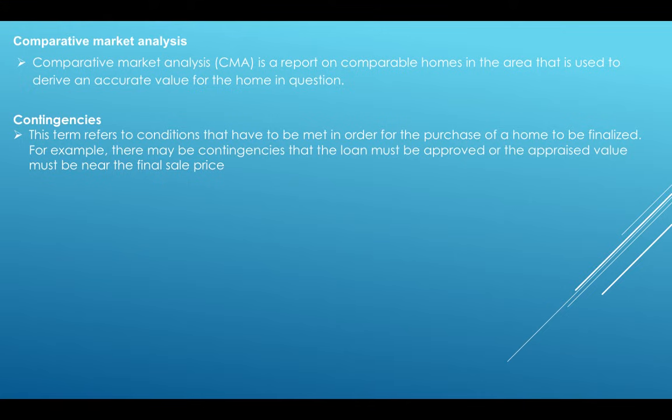For example, there may be contingencies that the loan must be approved or the appraised value must be near the final sale price. So that's quite confusing. When you say contingency, these are the factors that might affect the sale of the property or the deal, right? So contingency means that you would have to wait for this specific thing to happen to finally close a deal.